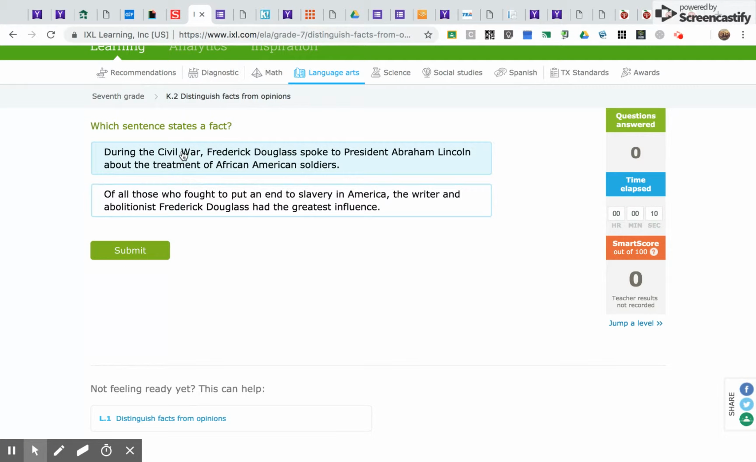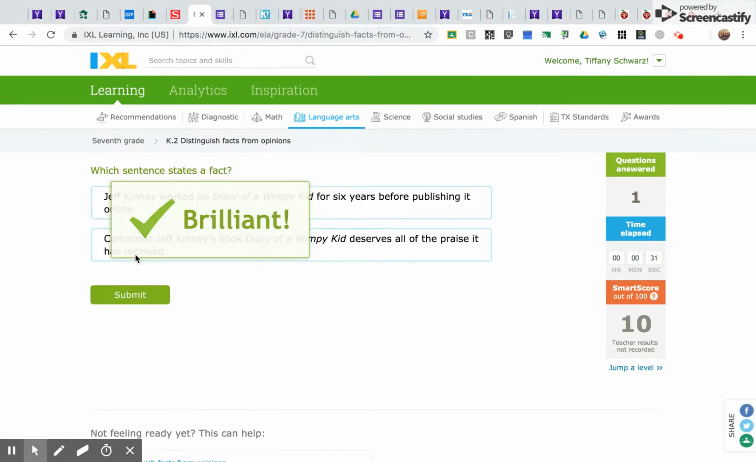During the Civil War, Frederick Douglass spoke to President Abraham Lincoln about the treatment of African American soldiers. Of all those who fought to put an end to slavery, the writer and abolitionist Frederick Douglass had the greatest influence. Okay, this can be an opinion. This one I can go back and check and see, did Frederick Douglass speak to President Abraham Lincoln? So it's a fact.